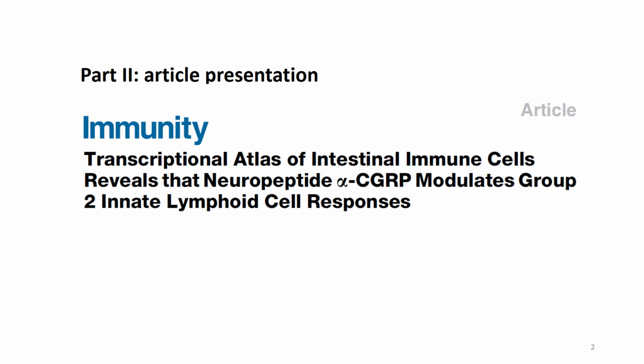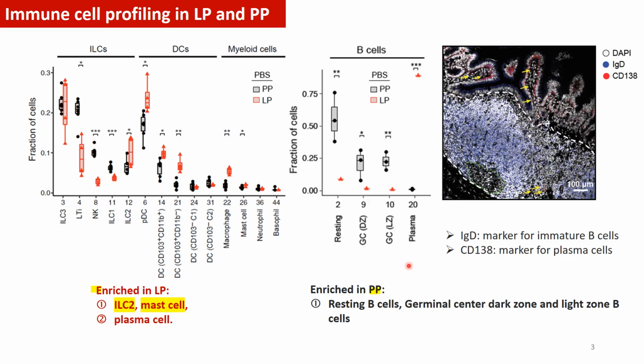Then we go to Part 2, Article Presentation: Transcriptional Atlas of Intestinal Immune Cells reveals that neuropeptide alpha CGRP modulates group 2 innate lymphoid cell response. Immune cell profiling in LP and PP.